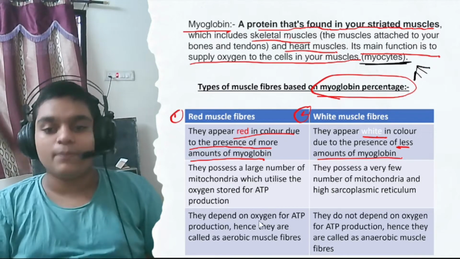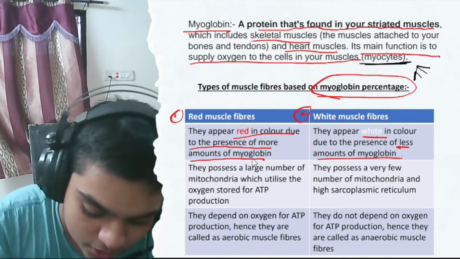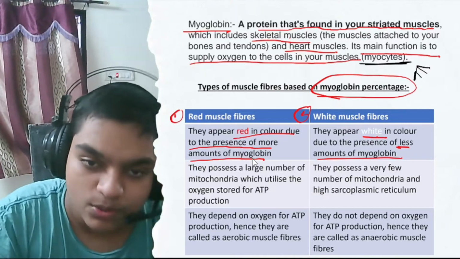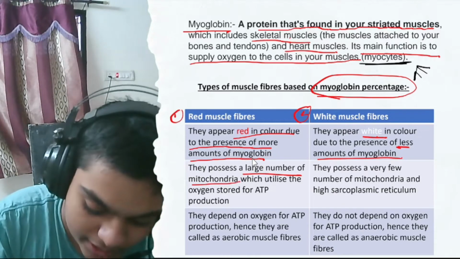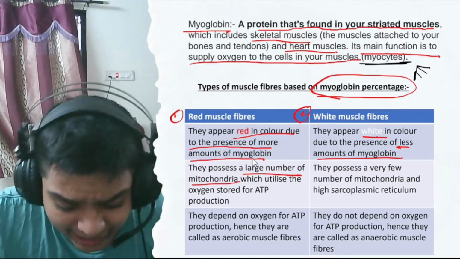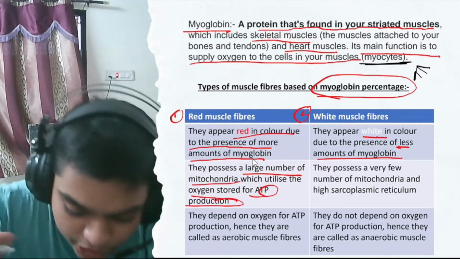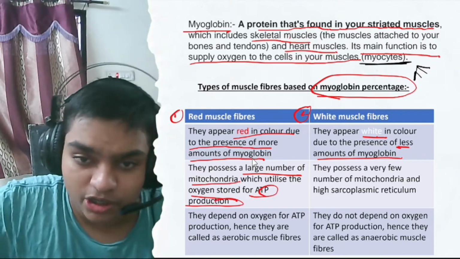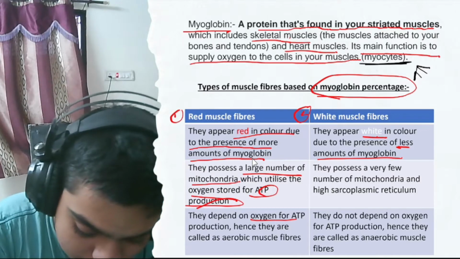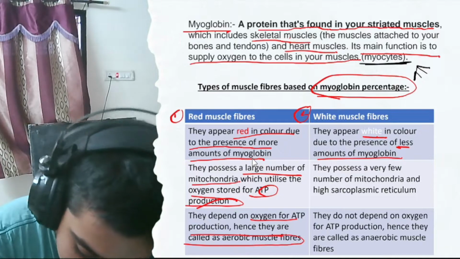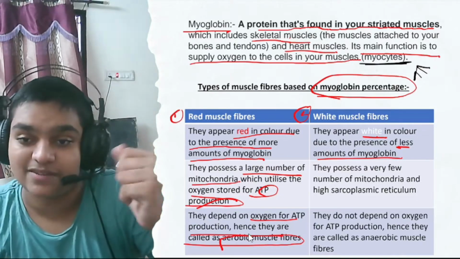See, using one point you have to derive the rest of the points yourself. A large amount of myoglobin results in a large amount of oxygen supply, which results in a large amount of mitochondria, and these mitochondria utilize the oxygen stored for ATP production. Since the ATP is produced using oxygen, this process is called an aerobic process, and the muscle fibers are called aerobic muscle fibers.